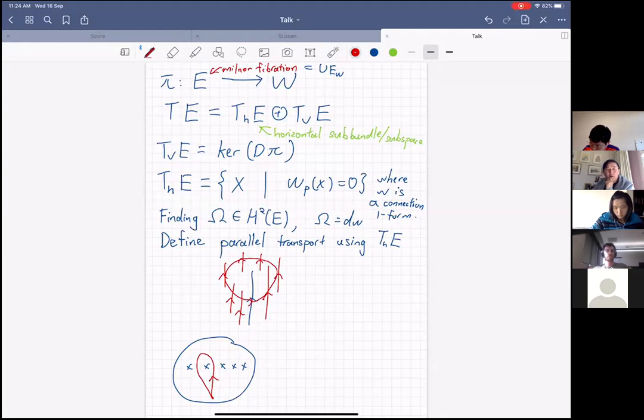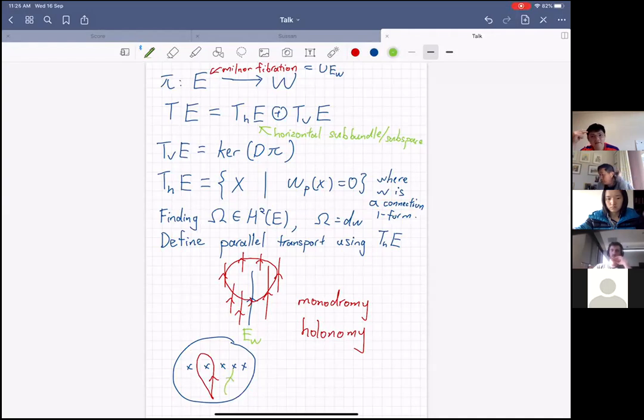So this fiber is like E_W. Maybe it returns to a different point, or returns to the same point. Monodromy is like returning to the same point. If holonomy, then you can return to a different point. Monodromy, you can only have loop lifts. If holonomy, you can lift any path. I thought monodromy is holonomy, maybe. I think the difference is that one only has loops, the other can have any path.